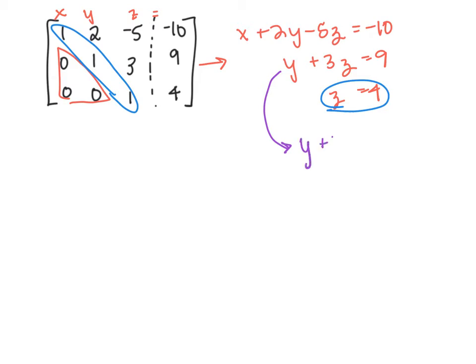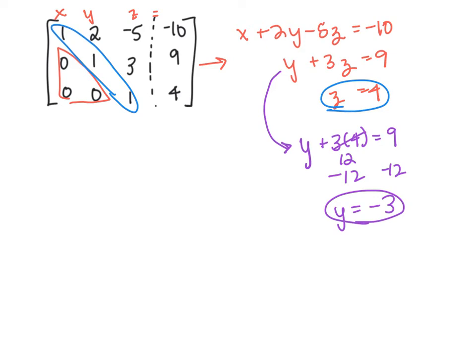We have y plus 3 times 4 equals 9. So now this is a very simple equation to solve. 3 times 4 is 12. Subtract 12 from both sides. And we get y equals negative 3.